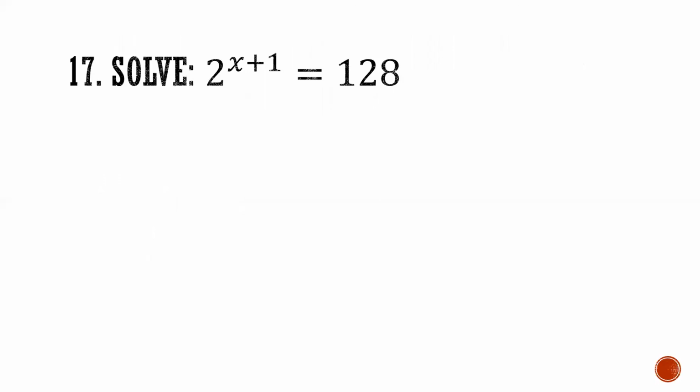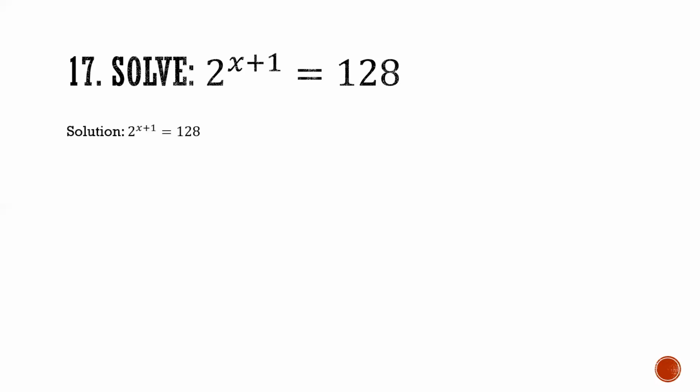Our next math is number 17. Solve 2 to the power x plus 1 is equal to 128. This is the easiest math of this chapter, or simplest math. So we know when we have got something to solve, we have to find out the value of the variable. Here our variable is x, so we have to find out the value of x.